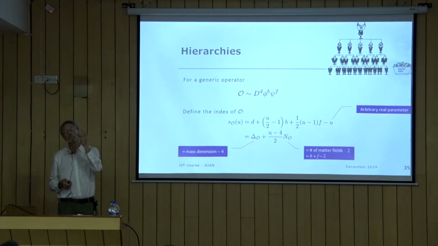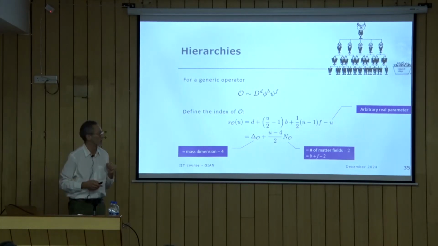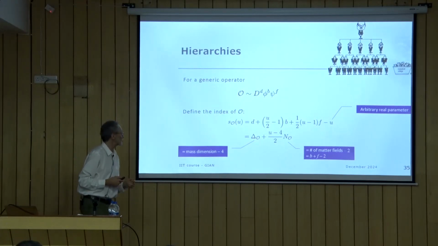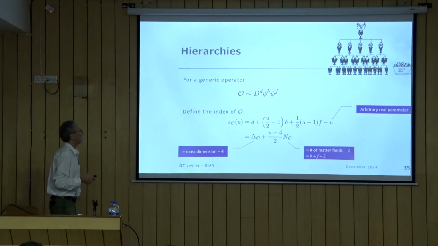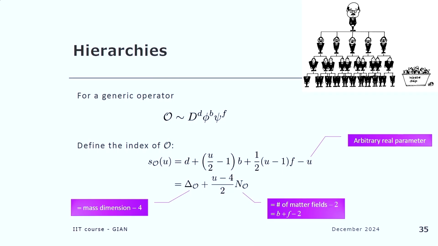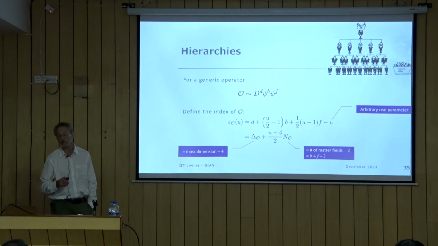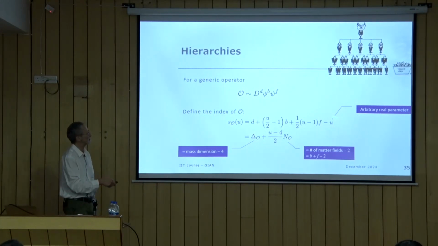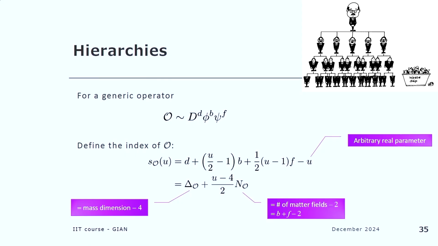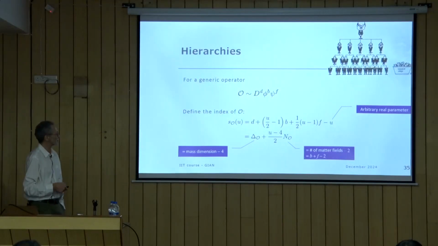So I'm going to define a property of an operator, just a number associated with every operator, that I'm going to call the index, and I'm going to call it S. For an operator that has little d derivatives, B bosons, and F fermions, and the gauge bosons are buried in here in the covariant derivatives, I'm going to define this index of the operator S that depends on a real parameter u, which is not defined at the moment, just a real number, and it has this funny form. And here, again, I apologize. It just works. It's useful because it works. I cannot reconstruct how I came up with this, but it's a useful thing to consider.